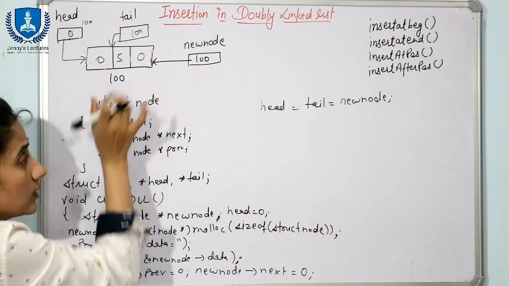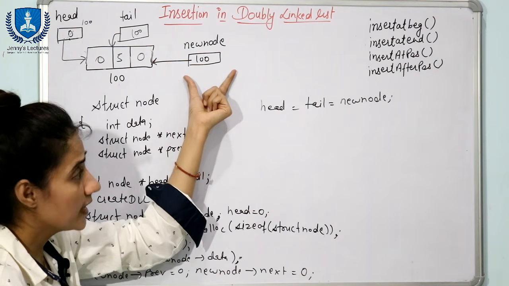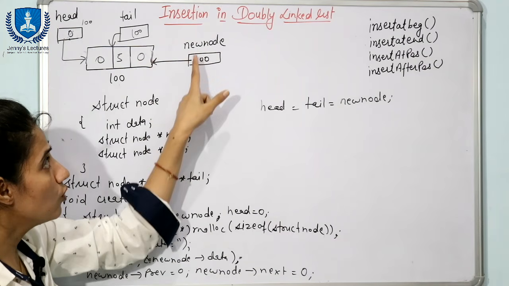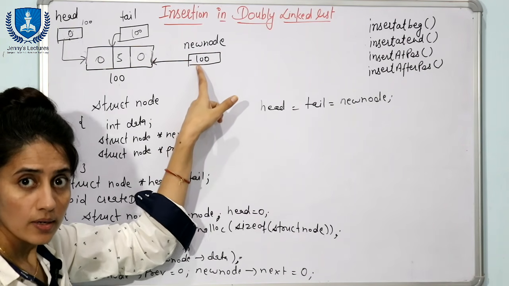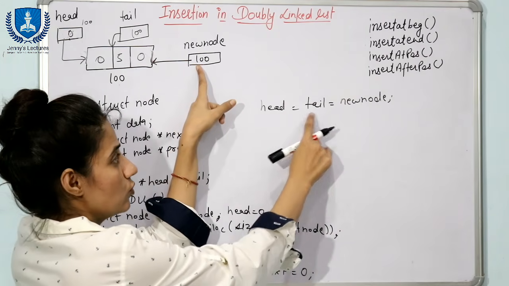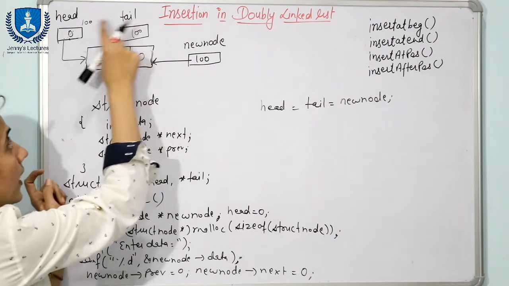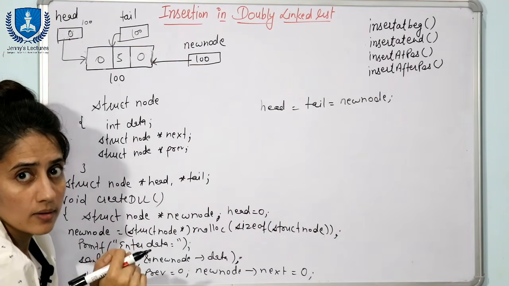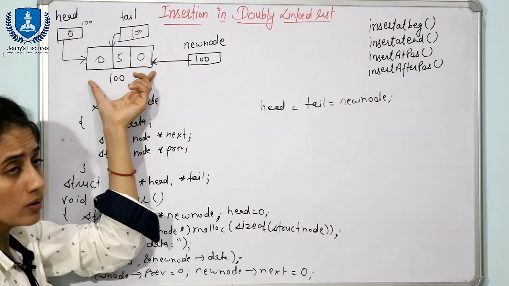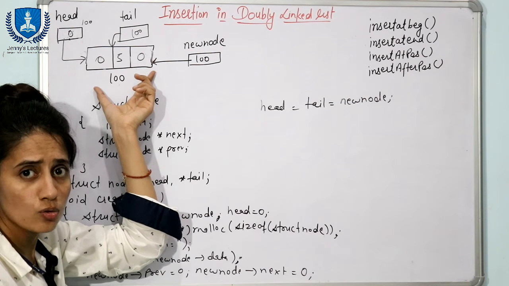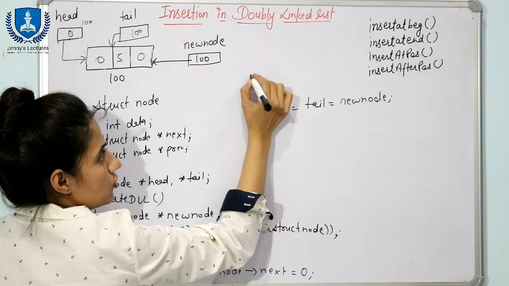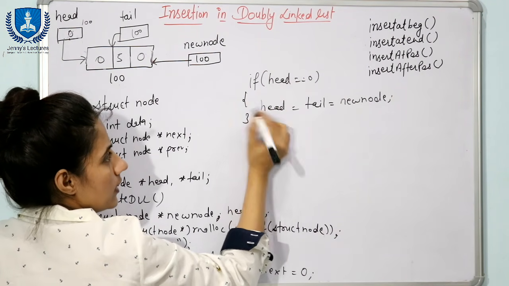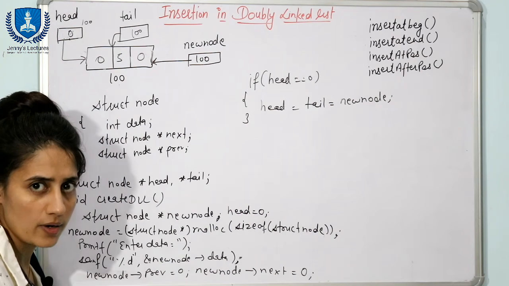Suppose we have inserted this data, one node, and I want to insert a second node, right? And the address of the second node is 200. In that case, the new node will contain 200, right? And if in that case you do head is equal to tail is equal to new node, it means both head and tail are going to point to that new node, that is 200 is going to be stored in head and tail. Now you will lose the reference to this node. So this should not be the case. So before writing this, you will write an if condition: if head is equal to 0, in that case only you will write this thing, that is fine.